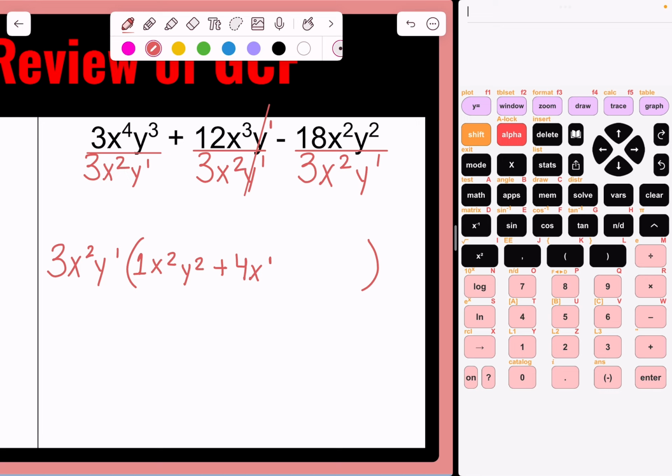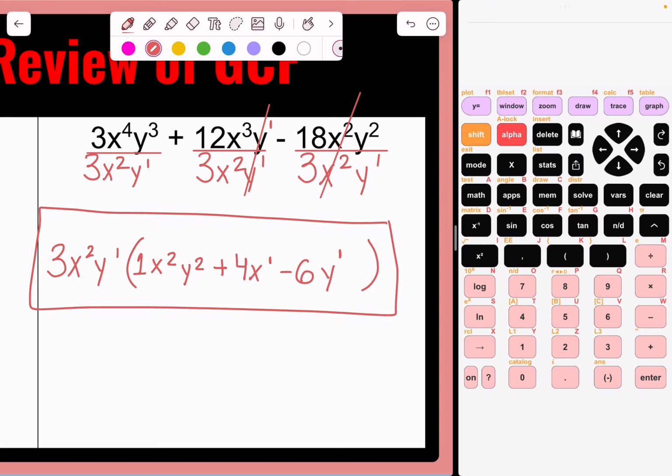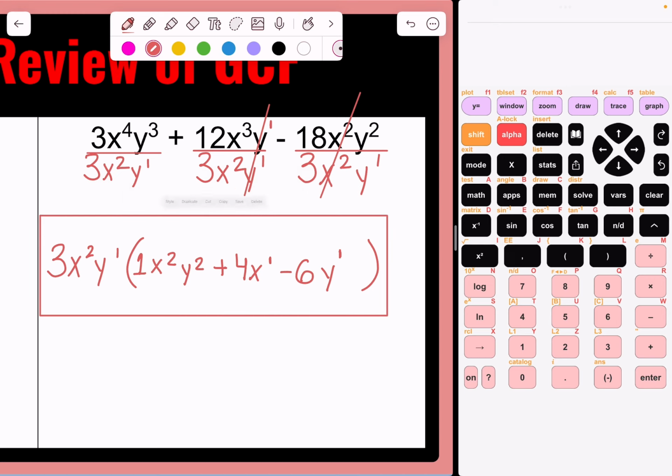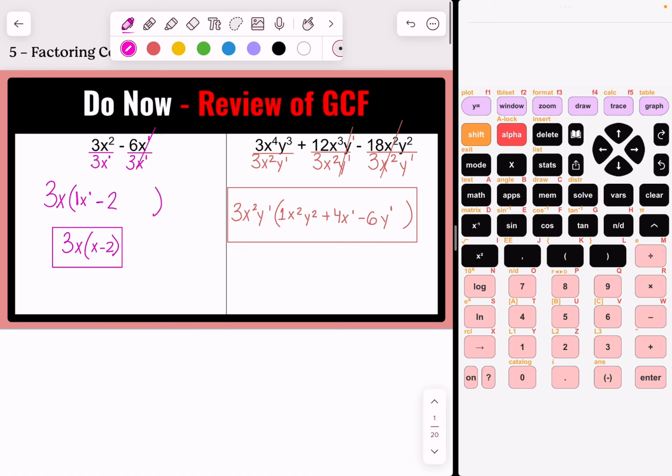And then negative 18 divided by 3 is negative 6. x2 divided by x2 would leave us with no x's, because 2 minus 2 is 0. And then y2 divided by y1, subtract. 2 minus 1 is 1. And this is our final answer. Again, if you tried multiplying this by this, by this, by this, you would end up with the original problem. So that is reviewing how to take out a GCF.